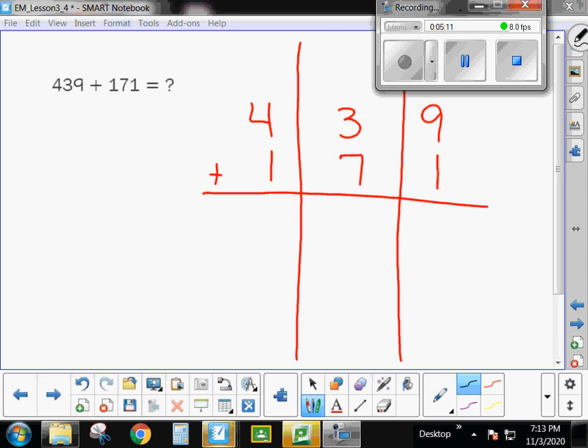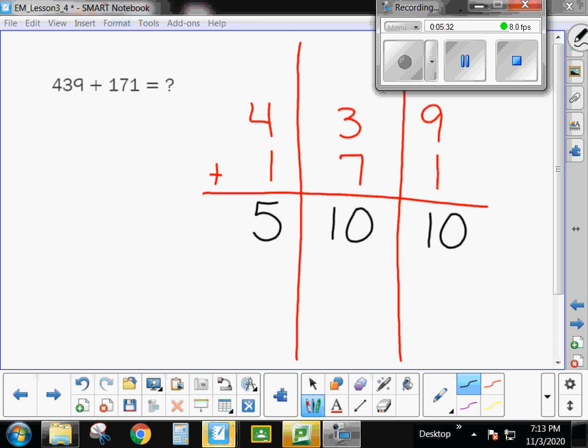All right, so I have 4 plus 1 is 5. I have 3 plus 7 is 10. And I have 9 plus 1 is 10. Okay, so now when I step back and look at that number, I can't have a number written like this. My answer can't be 510.